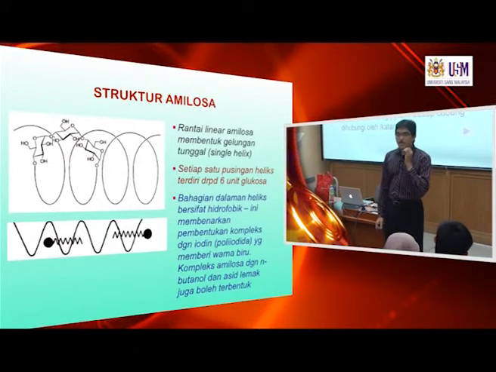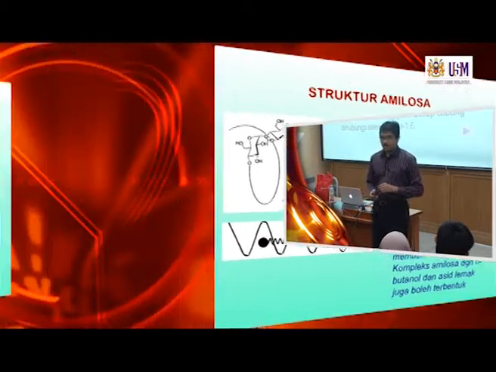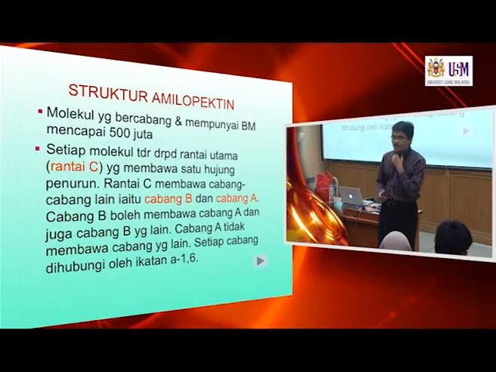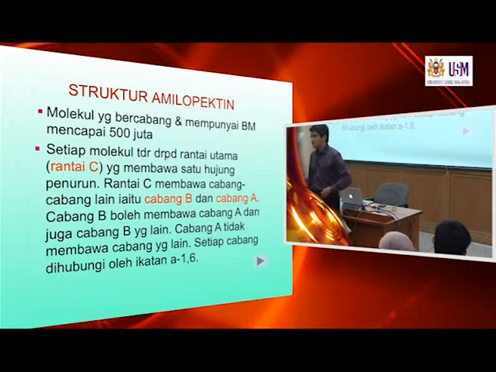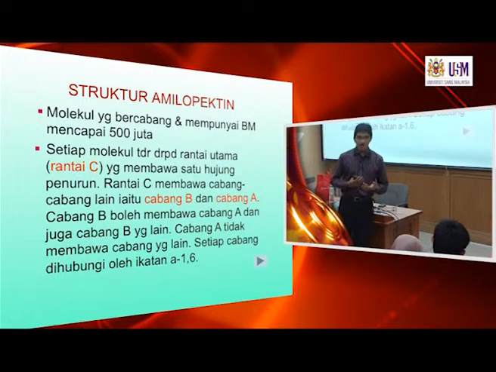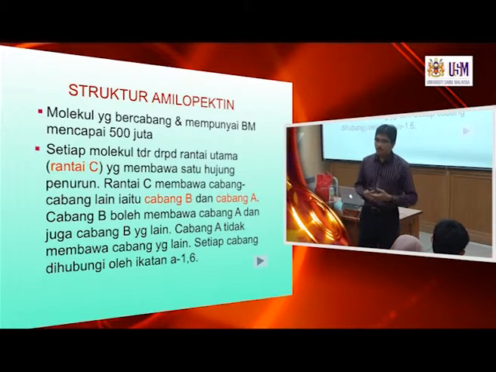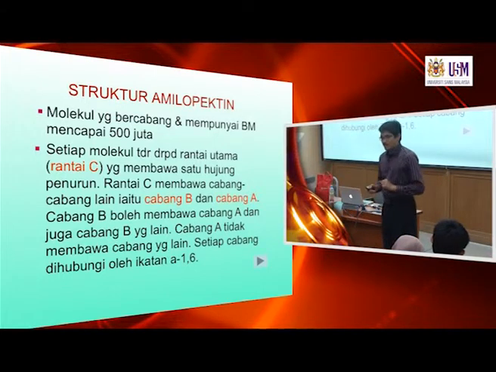And because it starts to form branches, it has a very high molecular weight. Very, very high, among the largest molecules that exist. Apart from cellulose, amylopectin is also a very big, complex molecule. And the molecular weight can be up to 10 to the power of 8, compared to amylose, maybe around 10 to the 4, or 10 to the power of maybe 6 or 5. It's a very big molecule, and it has branches.